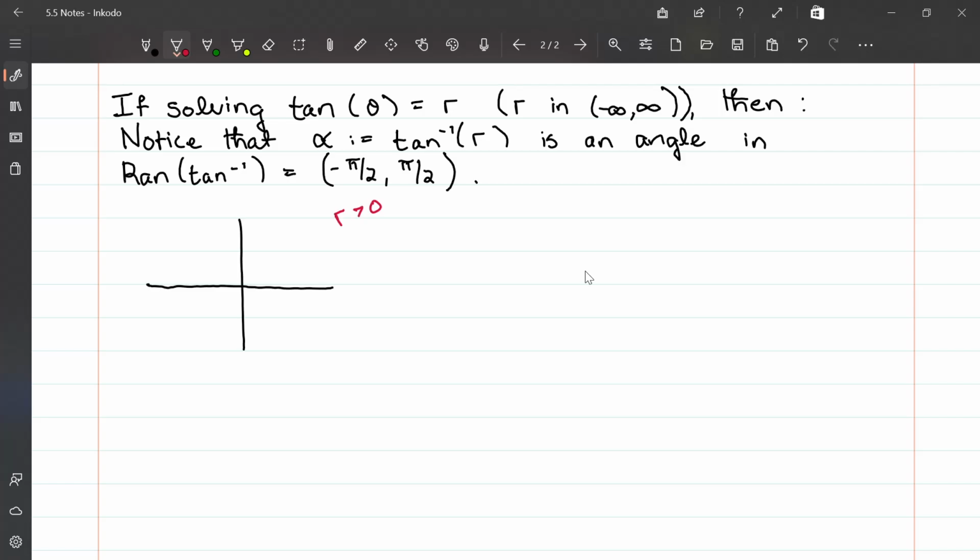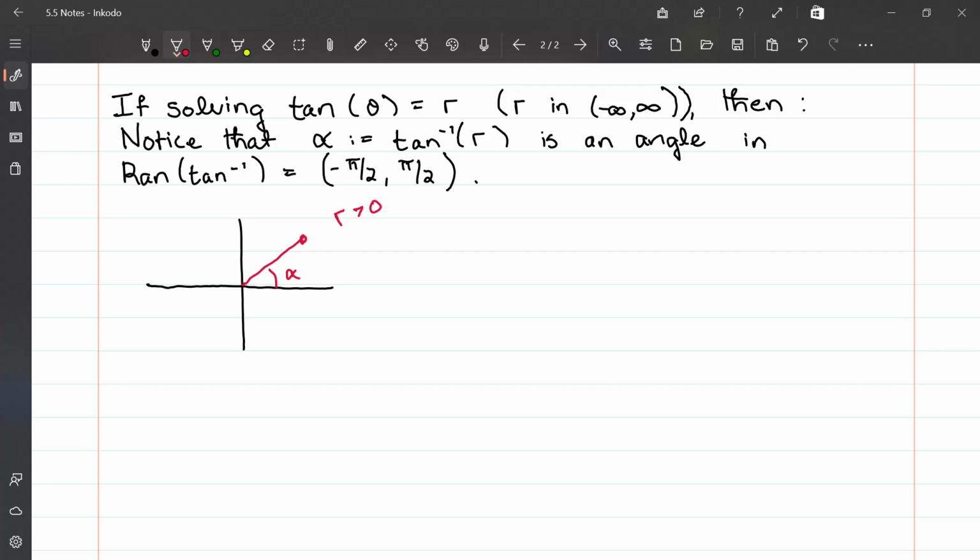As I'm sure you all can expect, the very first time that I draw alpha with r greater than 0, we're going to get a quadrant 1 angle. That is not at all surprising. You'll notice that I've drawn this r greater than 0 kind of cattywampus. It's diagonal, I suppose, if you want to be less weird with your terminology. That's not on accident. That is because tangent is symmetric through the origin. It has kind of a diagonal symmetry.